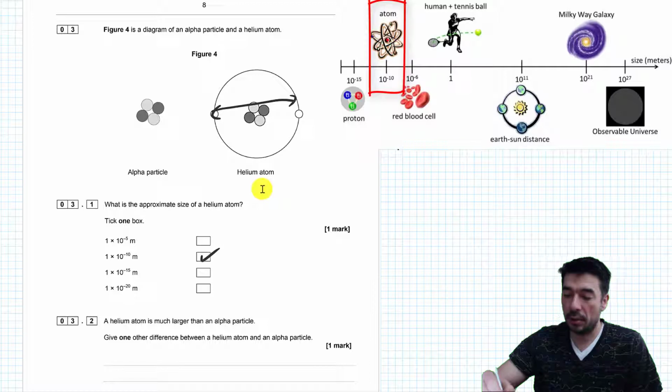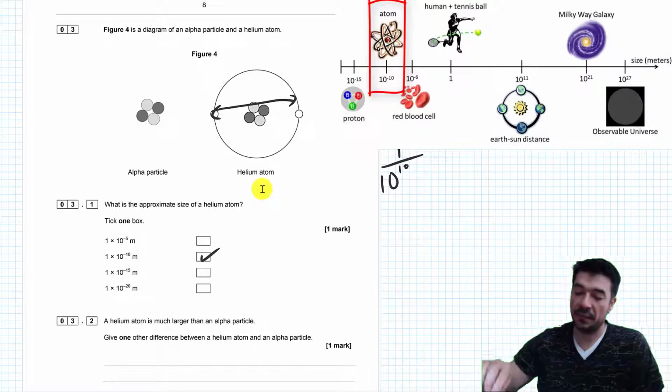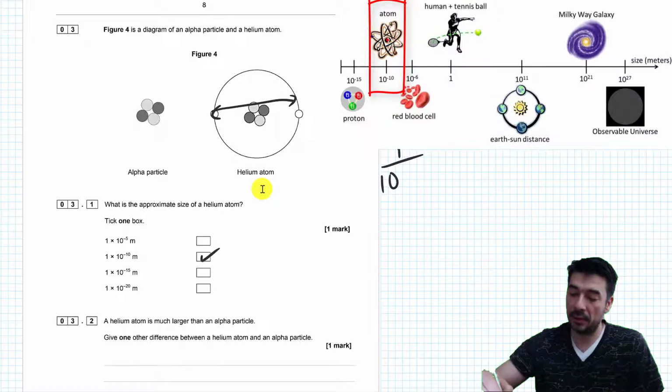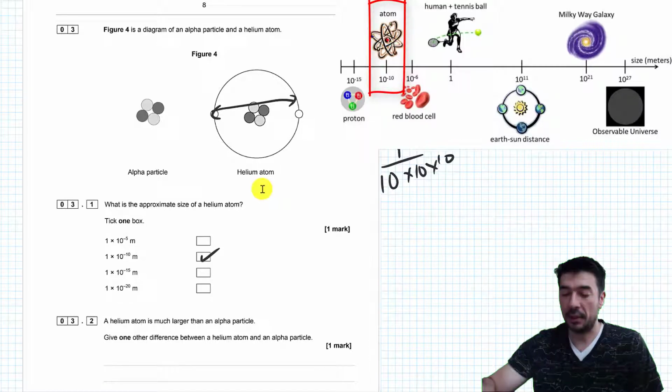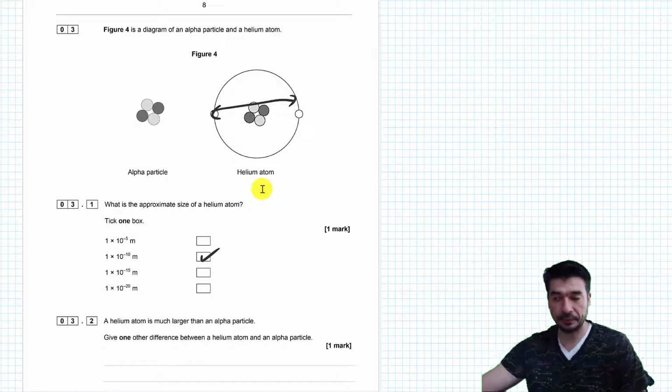In other words, 1 over 10 raised to the power of 10. So 10 times 10 times 10 times 10, 10 times. So it's a very, very small number. I'm not going to do it all. An extremely small number. So atoms are very small.